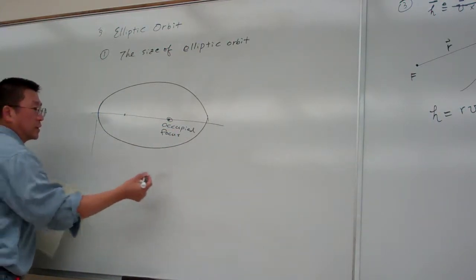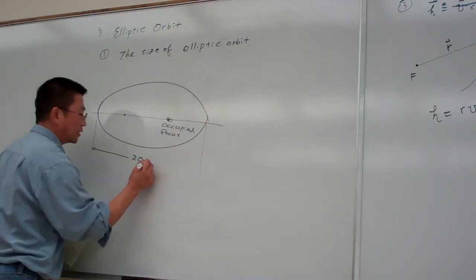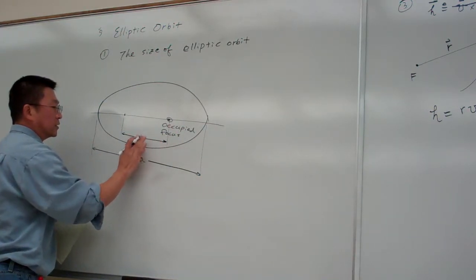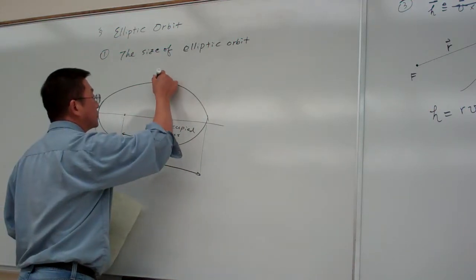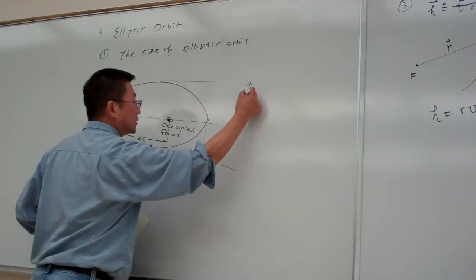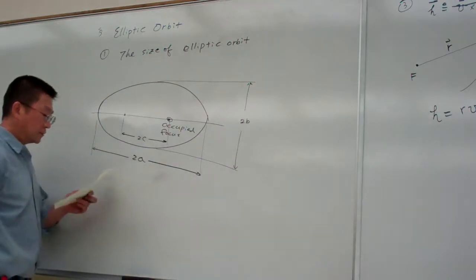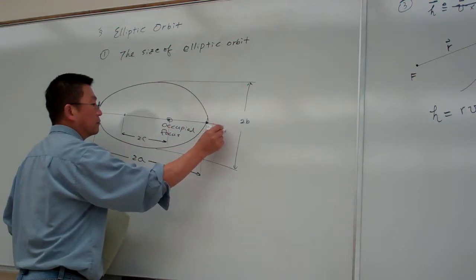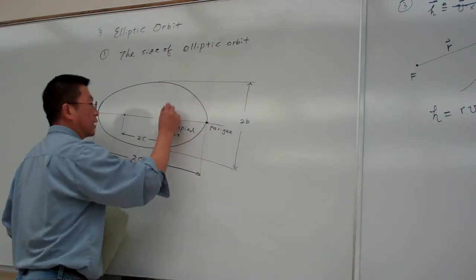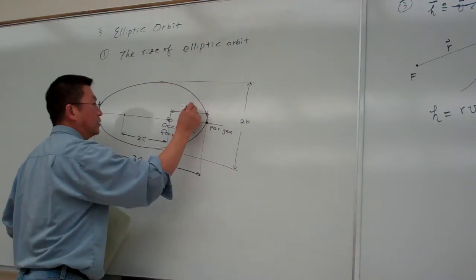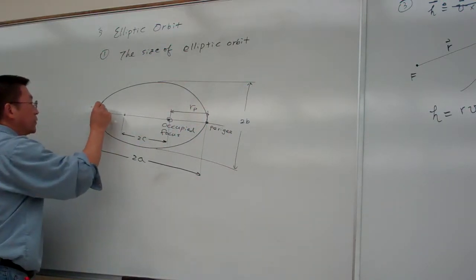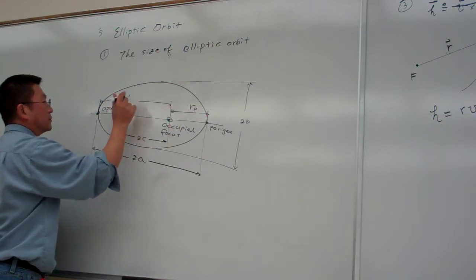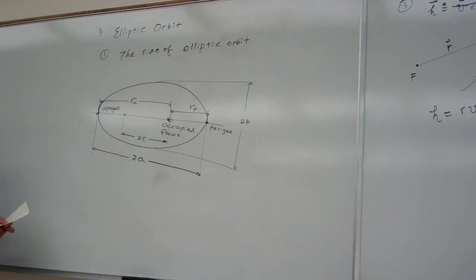So here we give the symbols being used. 2a is the major axis, and c is the distance between the foci, and from here on the top, this is 2b, the minor axis. Again, this is our perigee, and here we define the distance. Here is rp, which we've been using earlier, and this is apogee. The distance between here is RA. So those are the symbols we use.